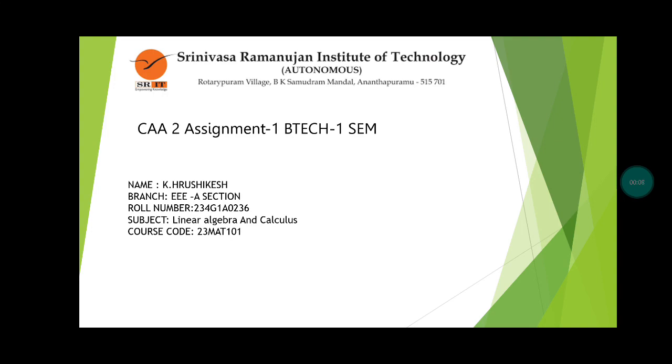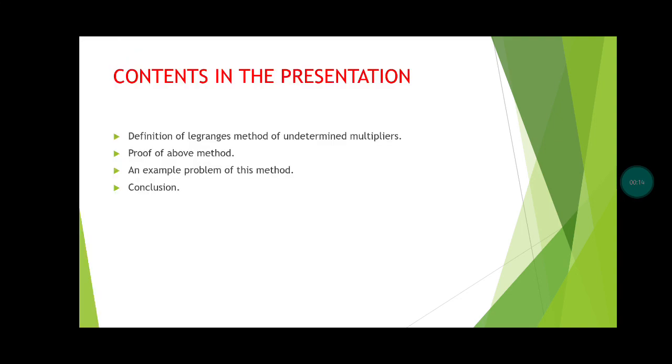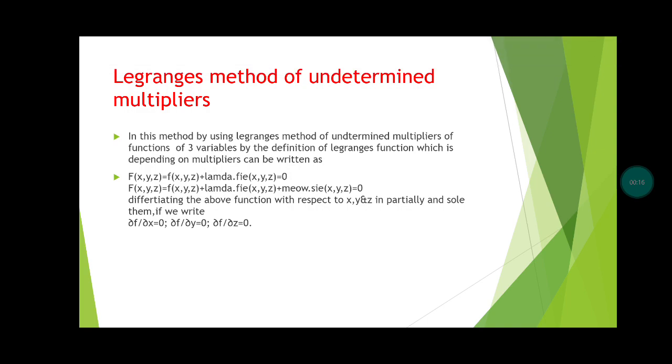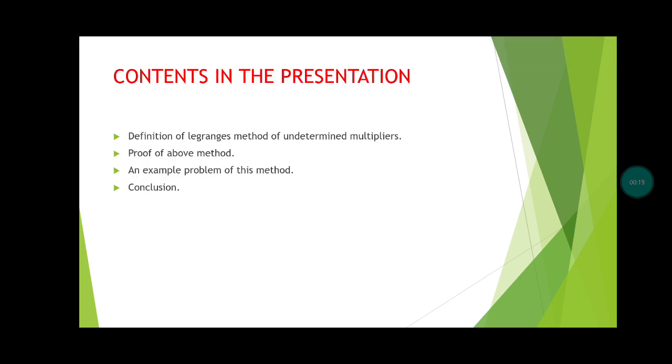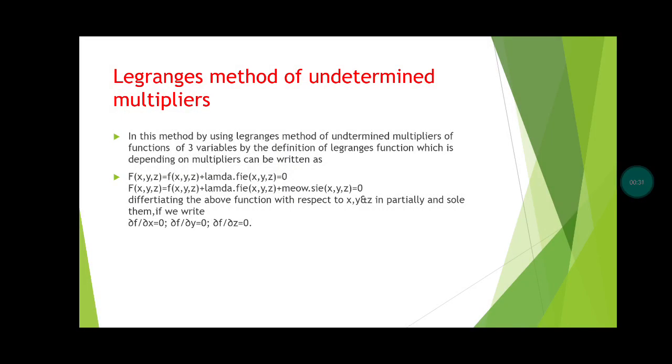Today I am going to do my assignment 2 for the subject Linear Algebra and Calculus. My topic is Lagrange's method of undetermined multipliers. The contents in the presentation are the definition of Lagrange's method of undetermined multipliers, proof of the above method, an example problem of this method, and the conclusion. At first, let us see what is Lagrange's method of undetermined multipliers.